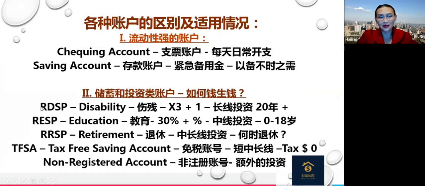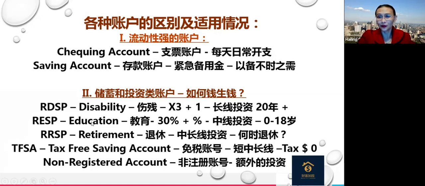Whenever you see the letter R, it means what? Registered. Registered with whom? Registered with Canada Revenue Agency. So we have a registered account, we have a tax-free saving account, and also we have a non-registered account. Briefly to share with you, what does that mean? The letter D means what? Disability. Whoever is disabled, you can put in 1,500 per year. Then the government will give you 3 times the money. In the long run, 20 years, the government will help these vulnerable people with 90,000 maximum subsidies.